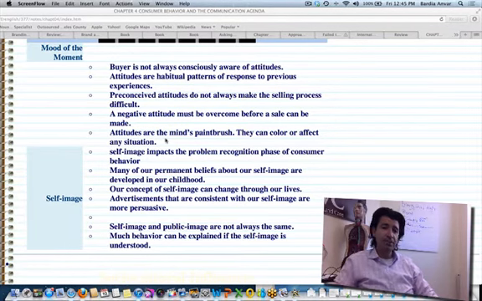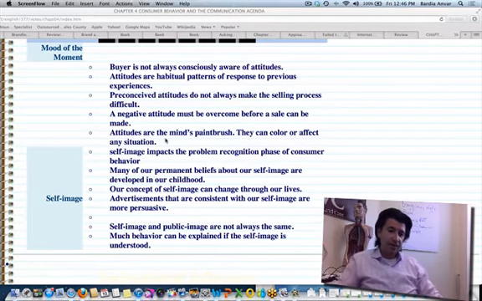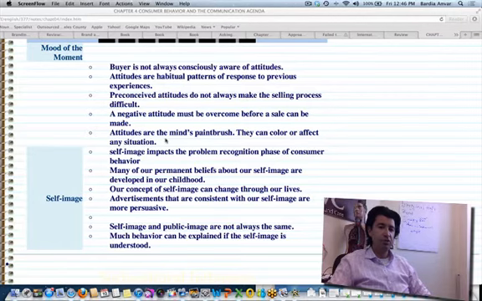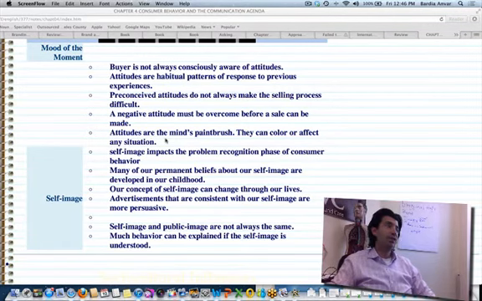Self-image impacts the problem recognition phase of consumer behavior. Many of our permanent beliefs about our self-image are developed in our childhood. And you have to think about this, obviously, when you're doing sales or when you're doing something to someone, you have to keep in mind their whole self-image and everything else, and you don't want to say things or do things that are incongruent to their self-image of who they are or what the building is about.